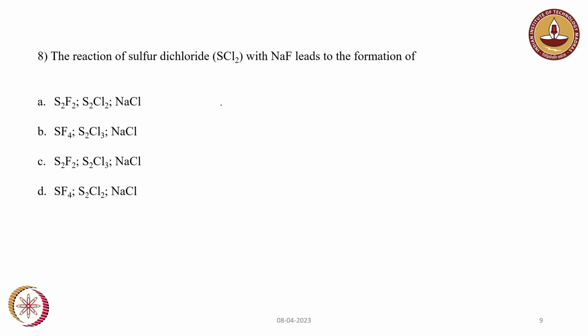So the reaction is 3SCl2 plus 4NaF will be given in acetonitrile at 350 Kelvin. It will produce SF4, S2Cl2 and NaCl.